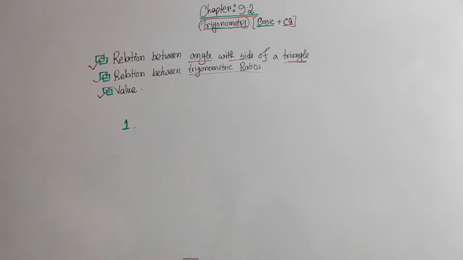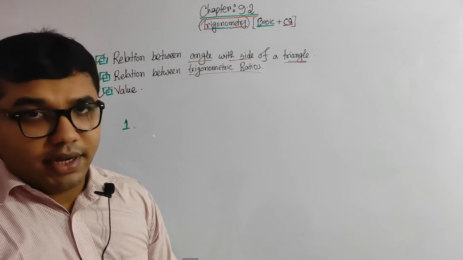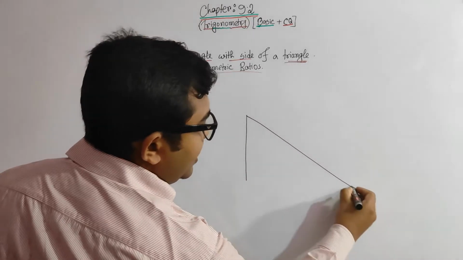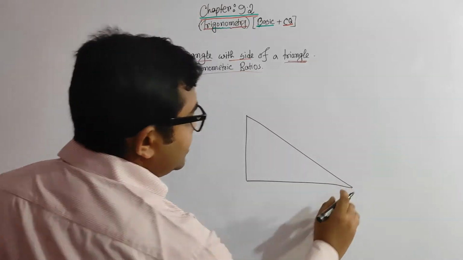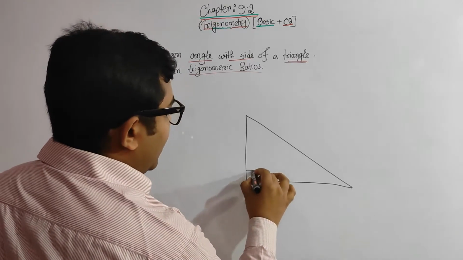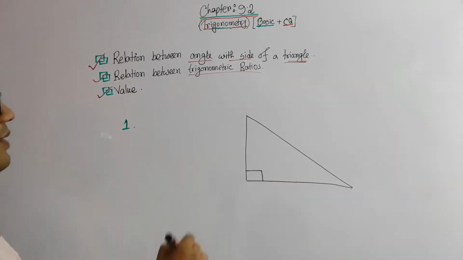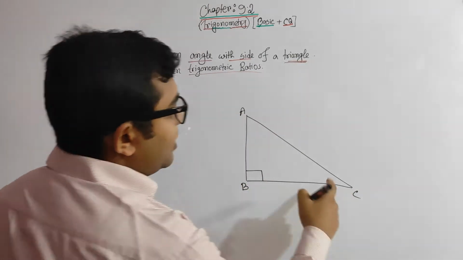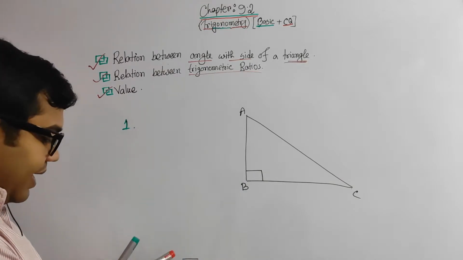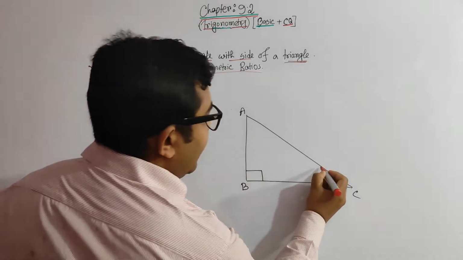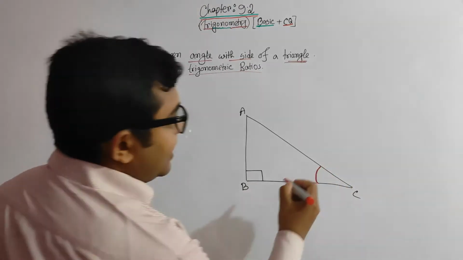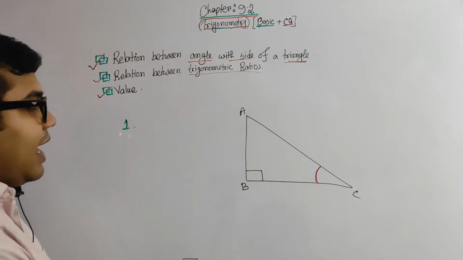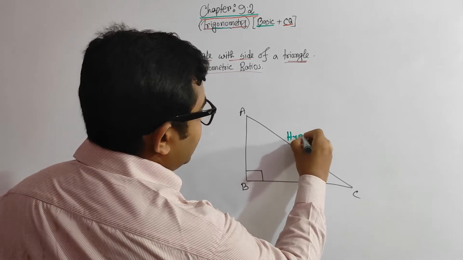Our first part is the relation between the angle and the sides of a triangle. Suppose this is a triangle. In this trigonometric section, you know that we are always thinking about the right angle triangle, where one right angle will be there. If this is the right angle, suppose ABC is our triangle, and in this triangle we are focusing on an angle. But if I am not denoting that angle, then we can say only one side is named the hypotenuse.